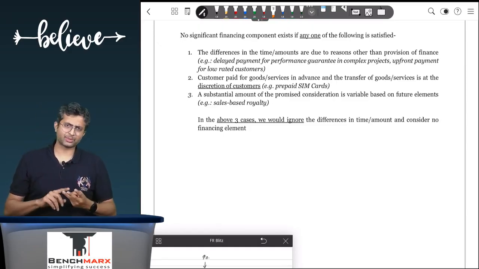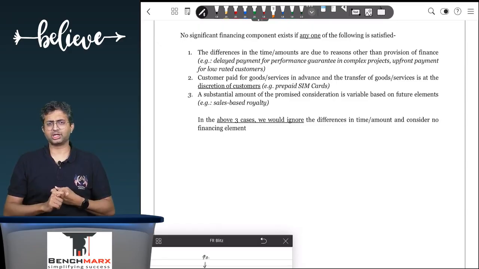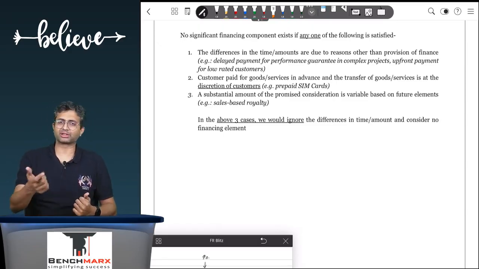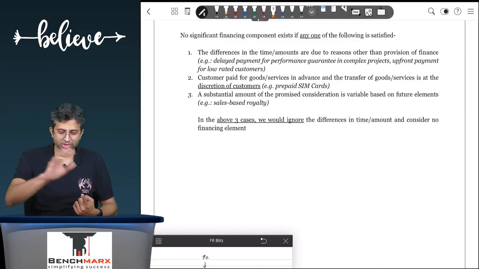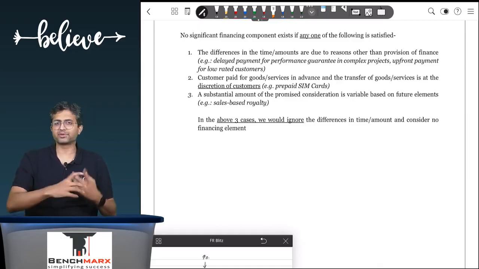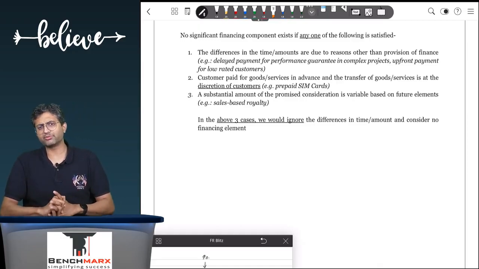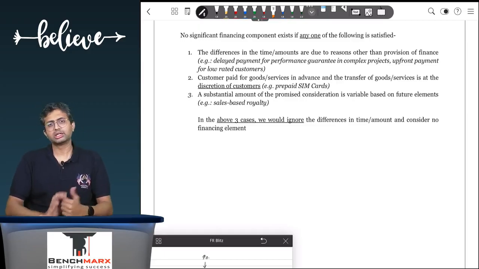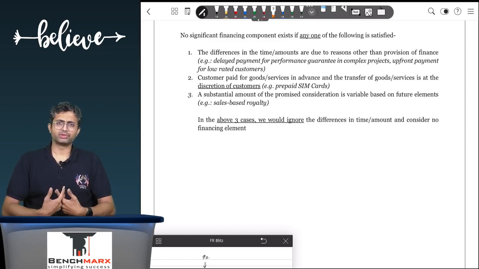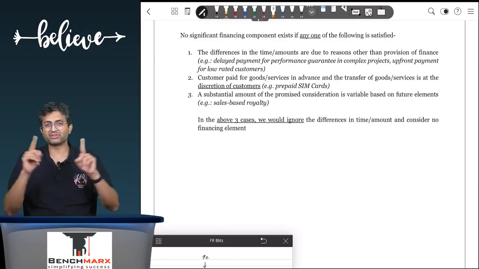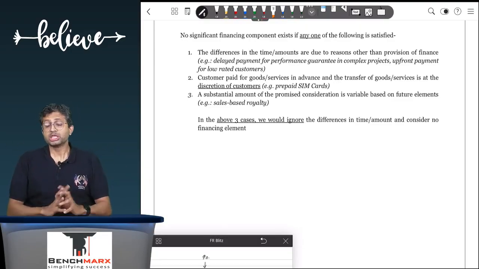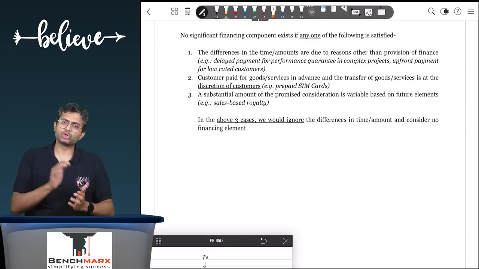So there are 3 exceptions. First, the time gap is due to a factor other than time. Second, the difference is due to sales-based royalty, variable consideration. Third, if the service is something which can be used at the discretion of the customer. In such cases, you will not do a time adjustment even if the gap is more than 12 months. Now, if it is not covered by the exceptions, then you will do a time value adjustment.